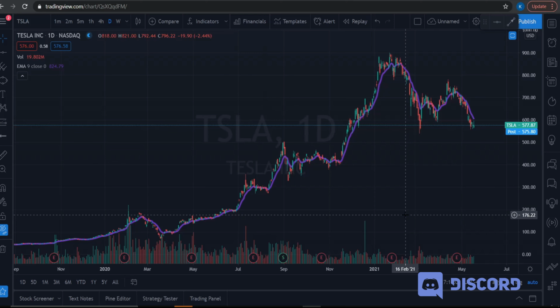Alright, what's up guys? I'm going to go over ticker symbol TSLA. I'm going to do a quick technical analysis on this one.